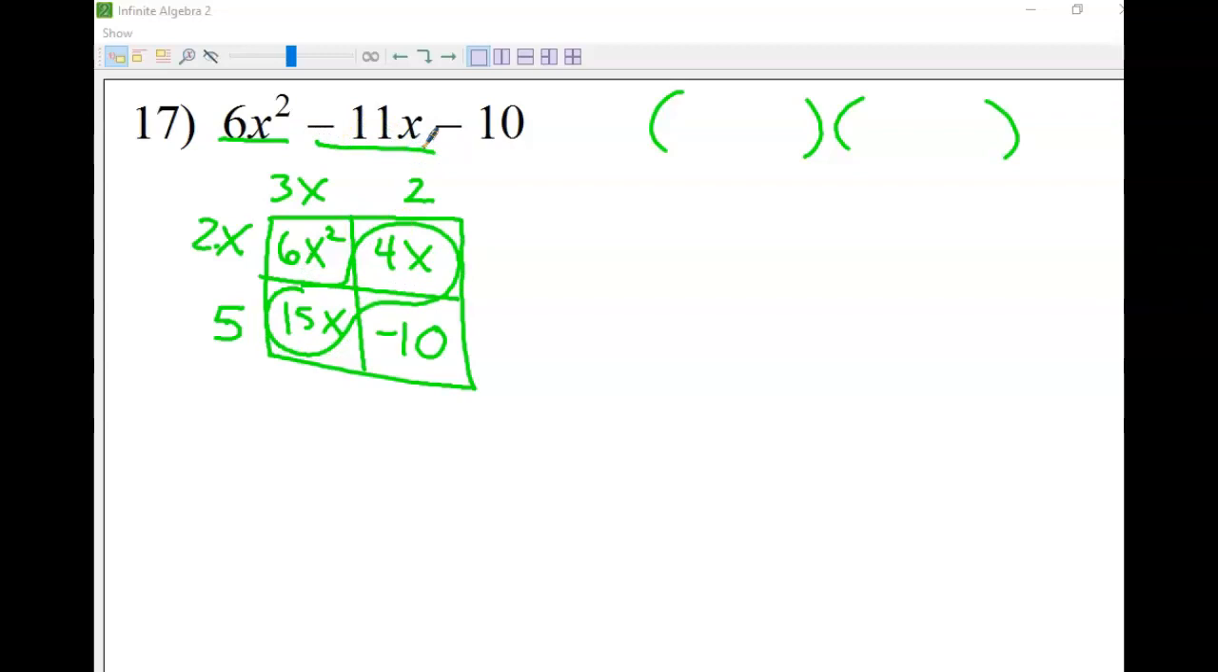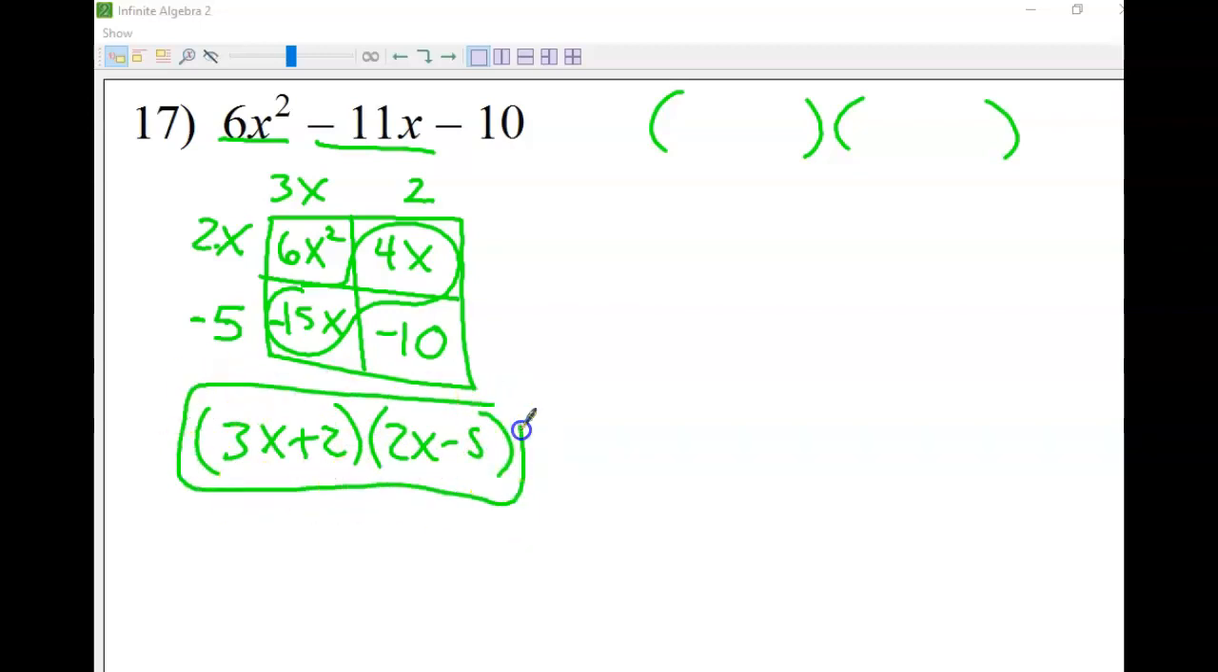Now, in this case, they can make negative 11 if the 5 is negative. Because a negative 15 combined with a positive 4 would make negative 11. So, that's it for that one. So, we've learned about difference of squares. And we've also learned about the box method, which is what you use for polynomials with 3 terms.